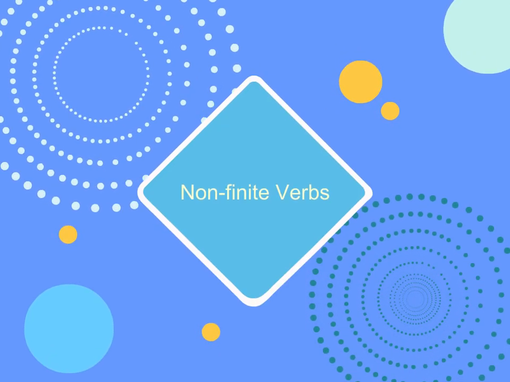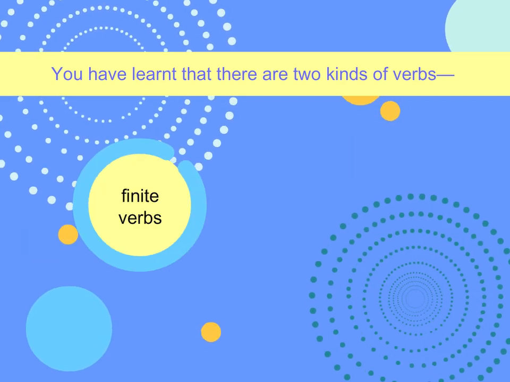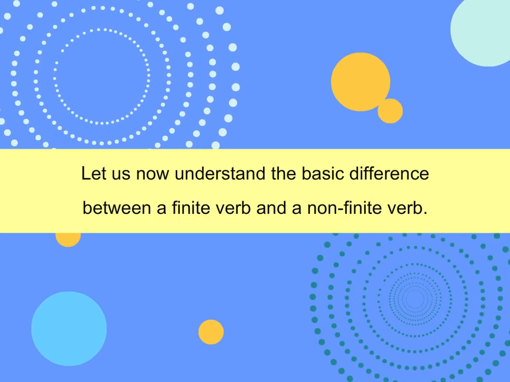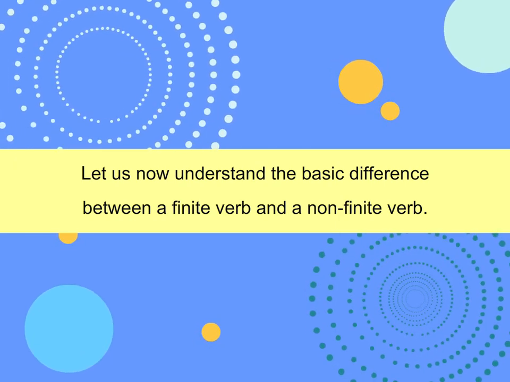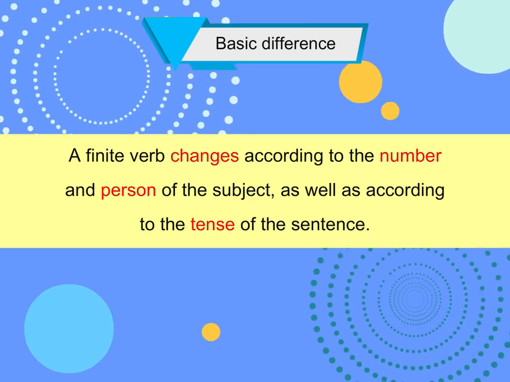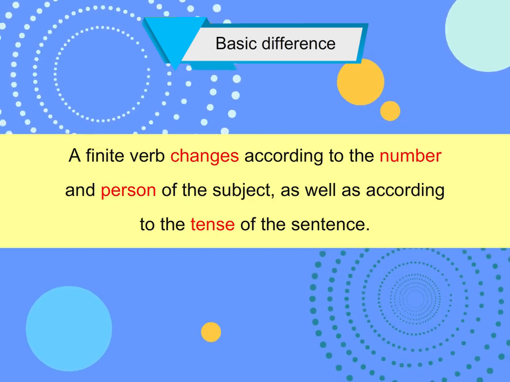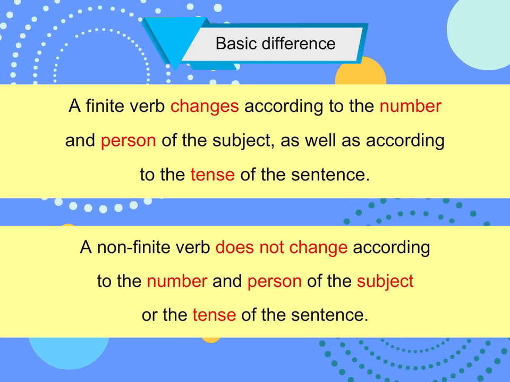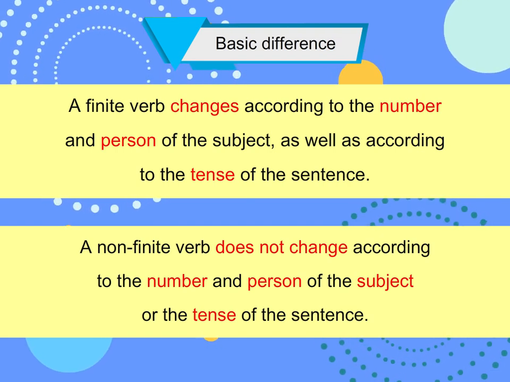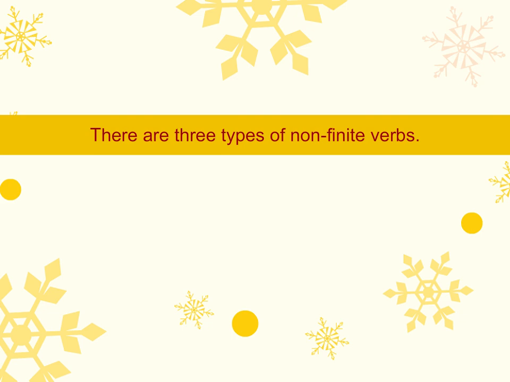Non-finite verbs. You have learned that there are two kinds of verbs, finite verbs and non-finite verbs. Let us now understand the basic difference between a finite verb and a non-finite verb. Finite verb changes according to the number and person of the subject, as well as according to the tense of the sentence, whereas non-finite verb does not change according to the number and person of the subject or the tense of the sentence.